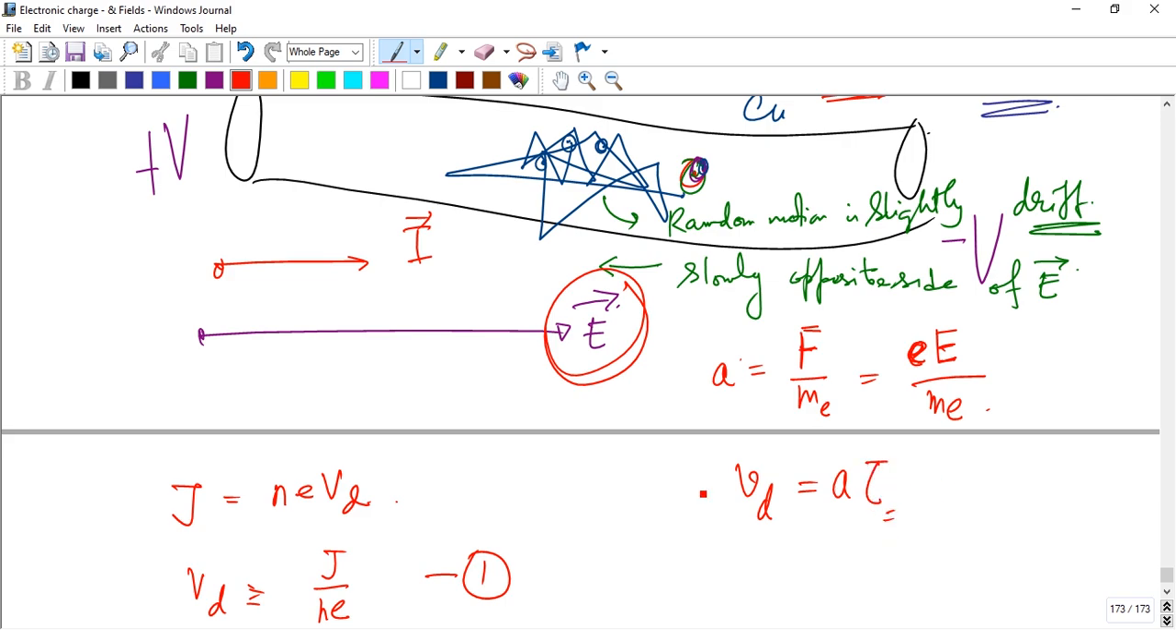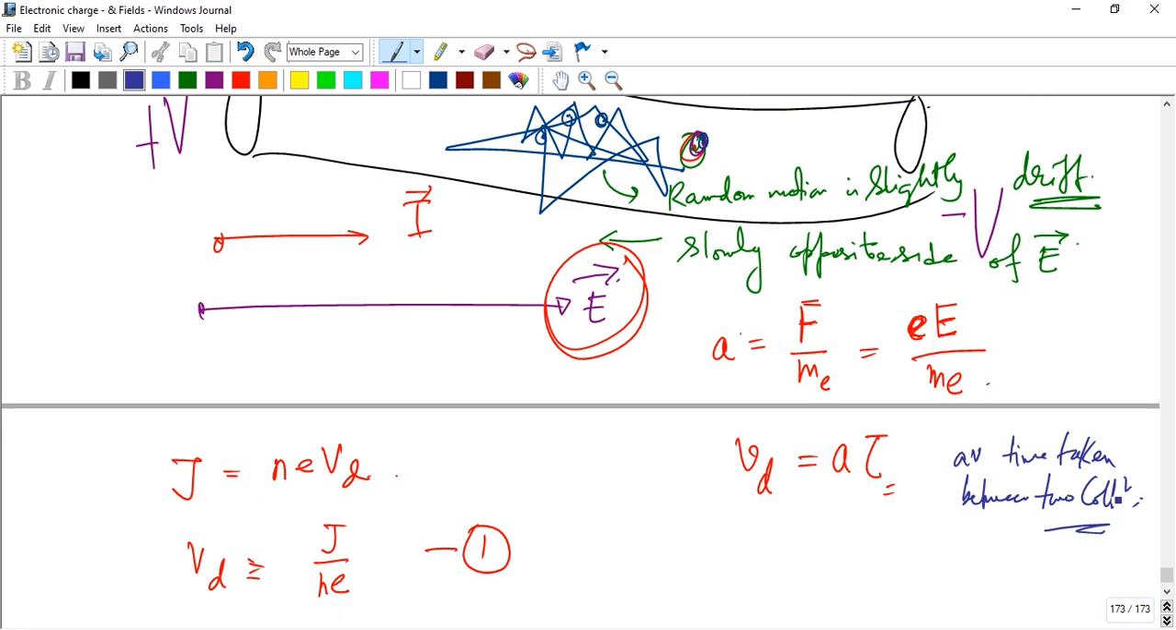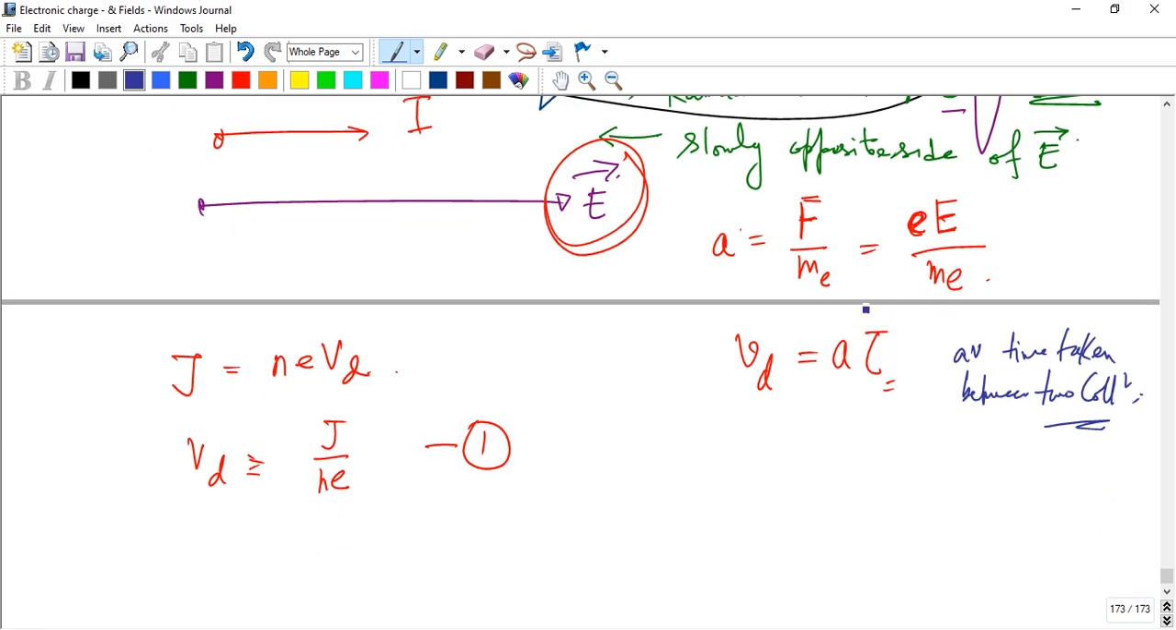And what is tau? Tau is the relaxation time, the average time taken between two successive collisions. So now replacing the acceleration in v_d, we get v_d equal to e times E by m_e times tau. That's equation number 2.